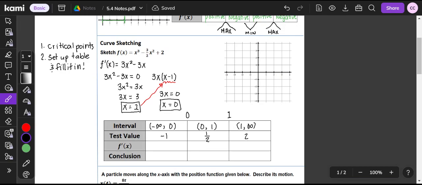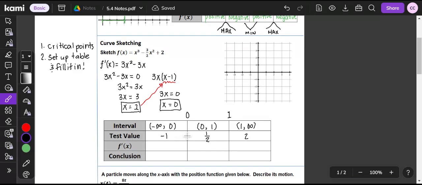All right, now you don't want to pick a value that is on the interval endpoints. You don't want to pick 0 and 1 here because, once again, those are going to be your critical points. So they're not going to tell you much information, other than that the derivative is 0. And so the graph should be flat.